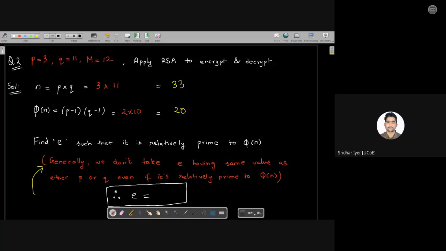Just to avoid any guessing attacks or any dictionary based brute force attacks, avoid taking the same value of P and Q as E. So what could be the next value? Can we take 4? No. Can we take 5? No, because 4 and 5 both divide 20. Can we take 6? No, because between 6 and 20 there is a common factor of 2. GCD cannot be 1. So the next value is 7.